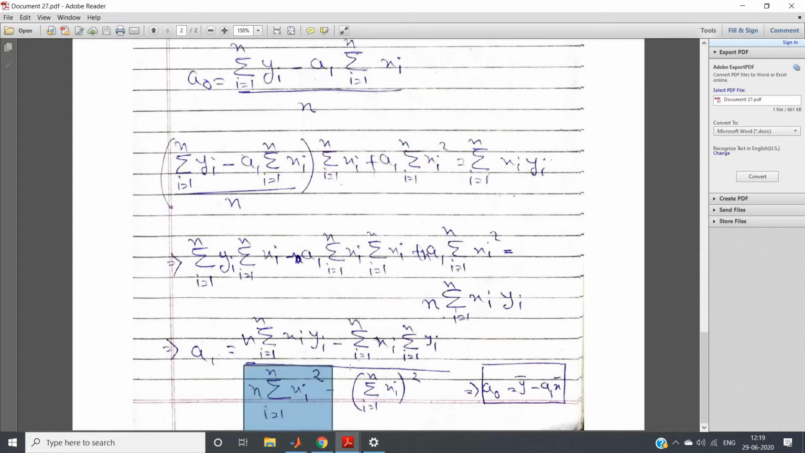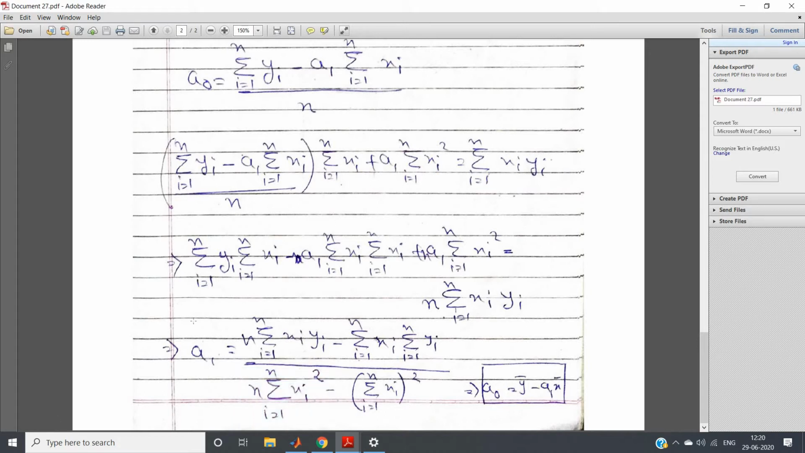These two terms, don't confuse, these two terms are different. In the second term, we are first taking the sum of all the x coordinates of our data points and then squaring. But in this first term, first we are individually squaring all the x coordinates of our data points, then summing, and then multiplying with n.